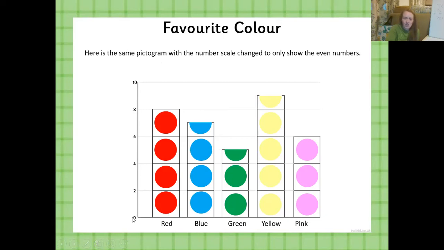And then here we go, they've changed the scale because we're counting in 2s. We only need the numbers in our 2 times table at the side.